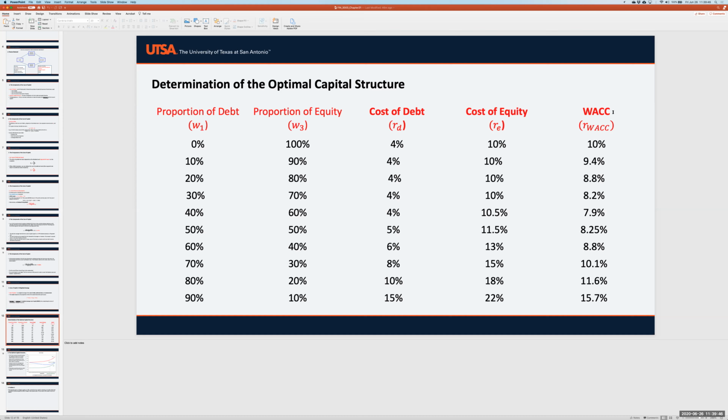So how can we find the weighted average cost of capital? Just you multiply W1 with RD, W3 with RE, and find 10%. How can we find this? 0 multiplied by 4, which is 0, 100% multiplied by 10, which is 10, and just sum them up and you'll find 10%, right? Similar calculations and same logic, you will find these values.